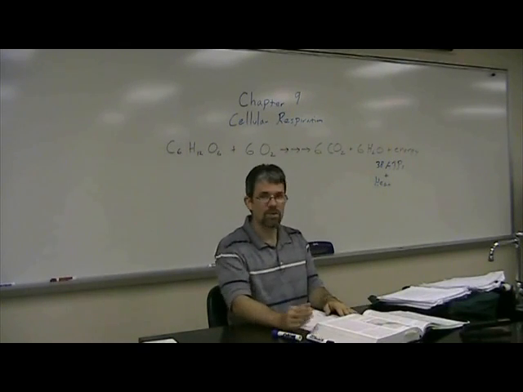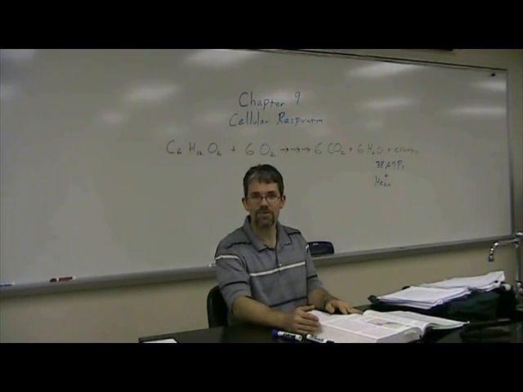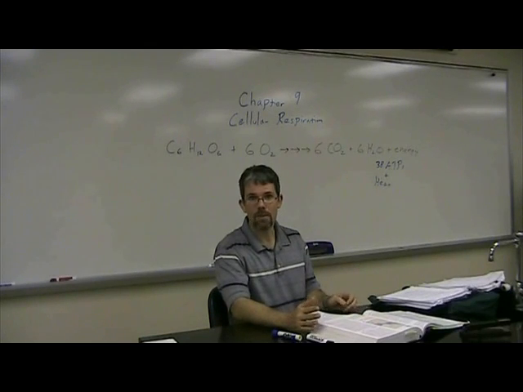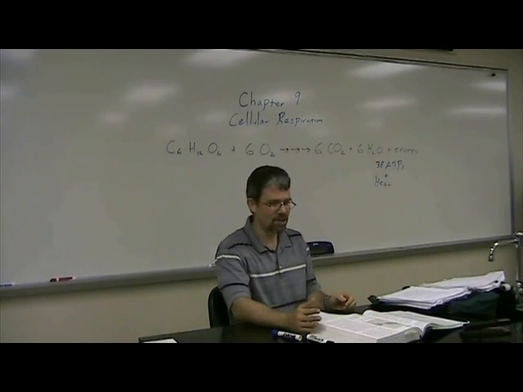The third stage in cellular respiration is oxidative phosphorylation, also known as the electron transport chain. This occurs in the inner membranes of the mitochondria. This is where most of our ATP is produced. Some 36 molecules of ATP are produced from this third stage. This is the stage that actually uses oxygen.